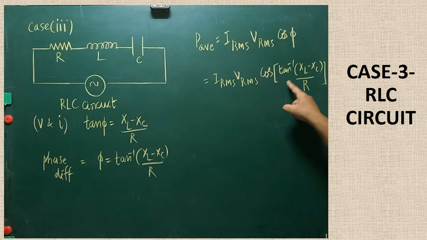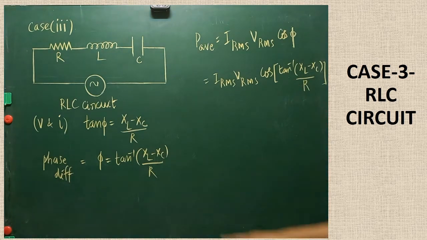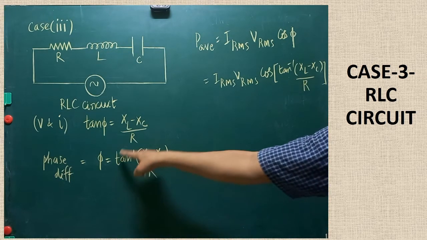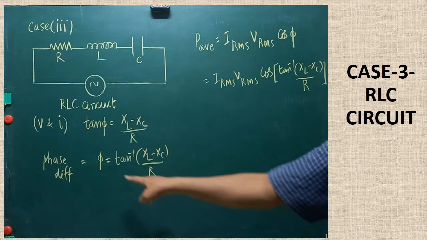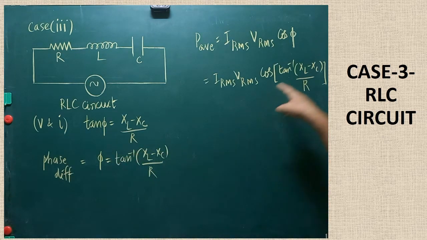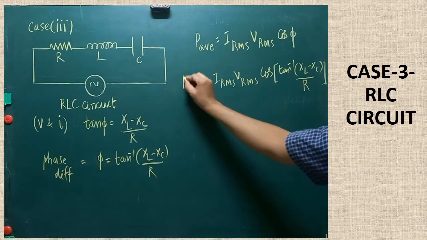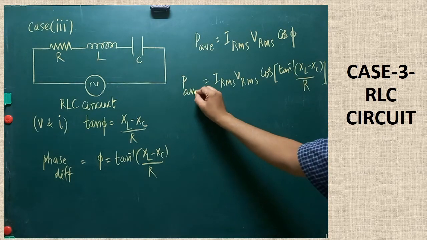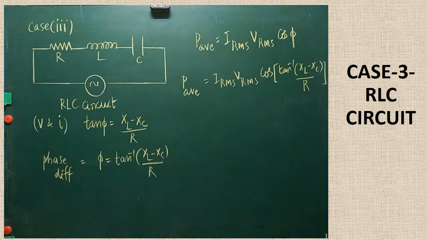So this expression is not given in the textbook. After the calculation of pi, the entire factor must be calculated. You will get some angle. That angle value is to be substituted instead of pi. Finally, we are able to calculate the average power in the case of RLC circuit. Understood?